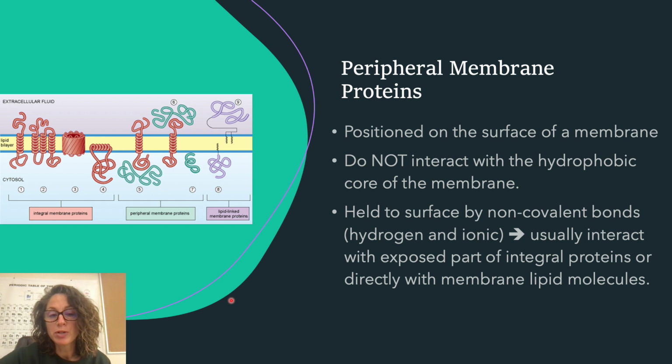Okay, peripheral membrane proteins are positioned on the surface of a membrane. So we're looking at these ones here, for example. They do not interact with the hydrophobic core of the membrane. They're held to the surface by non-covalent bonds, so we can think of hydrogen and ionic bonds. And they usually interact with exposed parts of integral proteins. So this would be an integral protein, and this is exposed, so this would be a peripheral protein. Or they interact directly with a membrane lipid, shown here.